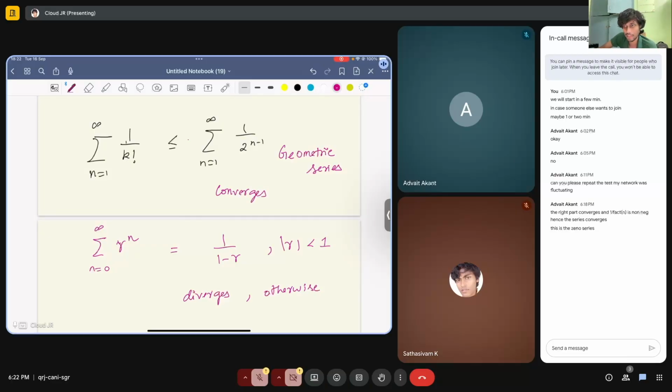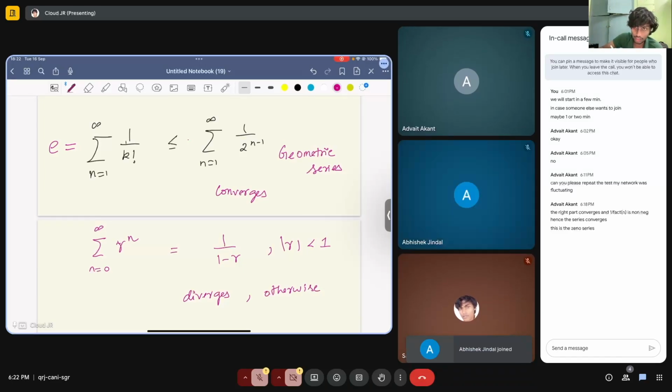Now you apply the limit comparison test, and you can prove that this one converges. Okay, and basically this number is called the exponential. This is basically the number e. It's not very important for whatever we're going to do, but this is how the number e is defined, and one can prove that this number e lies between 2 and 3.